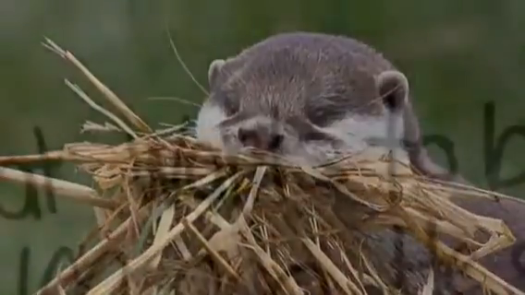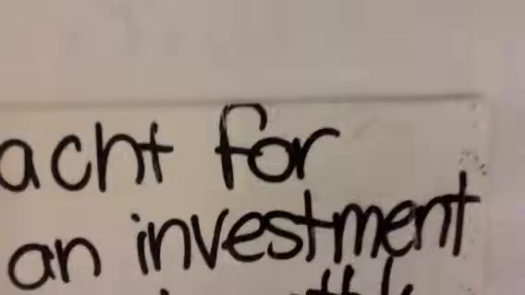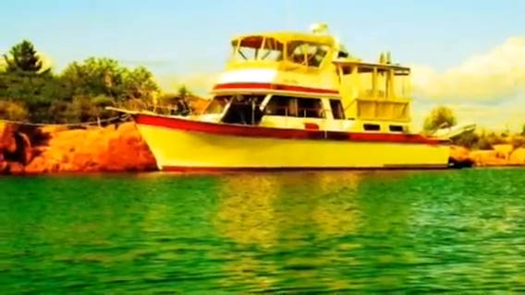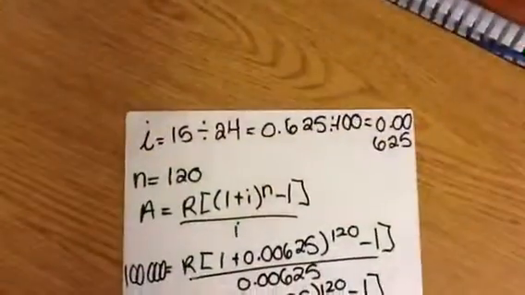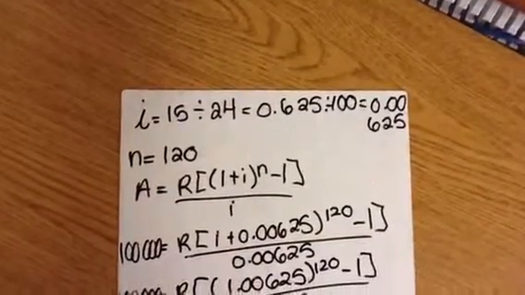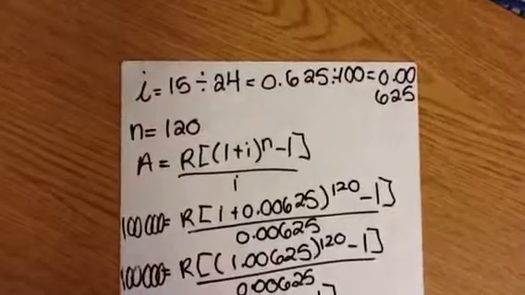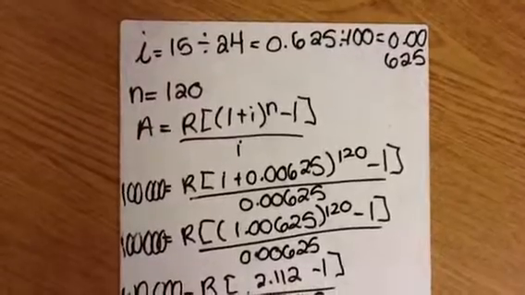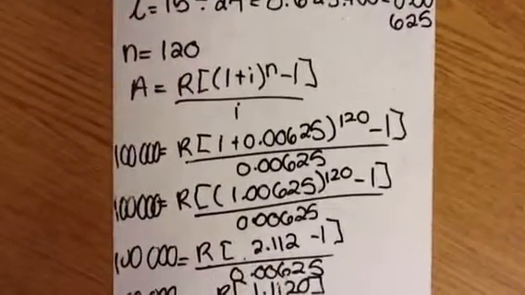Matt wants to buy a yacht for $100,000. He started an investment account that gains 15% bi-monthly. How much would he have to deposit bi-monthly to buy his boat in 5 years? I equals 15 divided by 24 equals 0.625, which we would divide by 100 equals 0.00625. N equals 120.